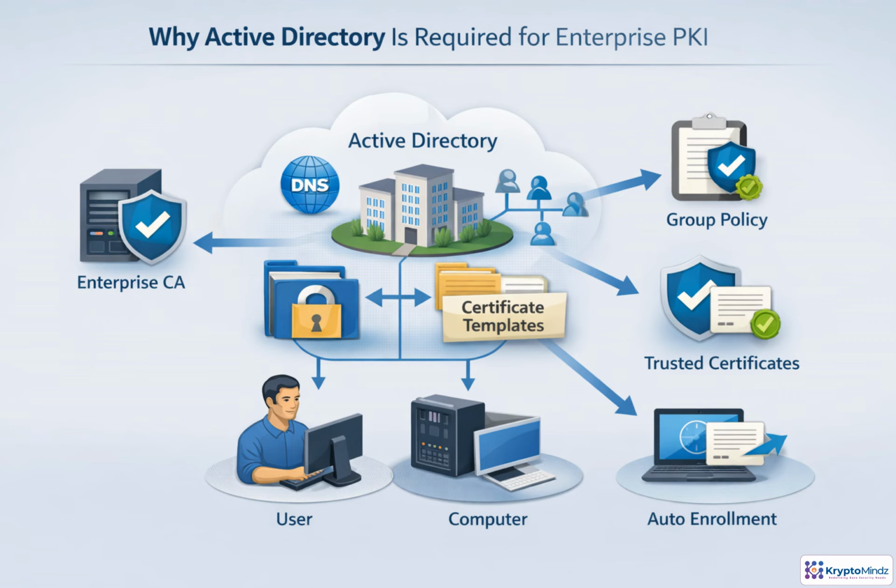Active Directory is the foundation that makes an enterprise PKI manageable at scale. The CA doesn't maintain its own identity system. It reuses domain accounts, computers, and groups as certificate subjects. Certificate templates live in AD, so you can centrally define who gets which certificates and for what purpose. Group policy then distributes trusted roots and enables auto-enrollment, so users and devices receive and renew certificates automatically without manual requests.